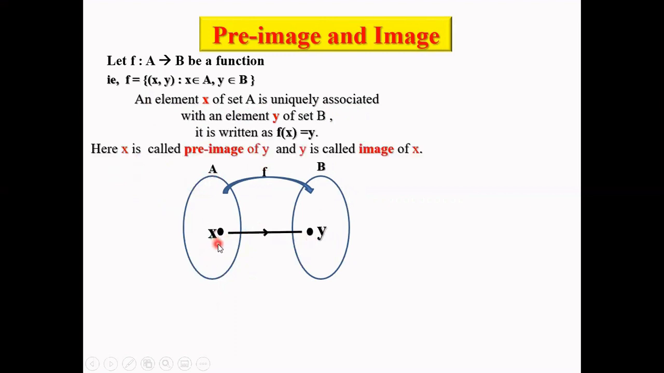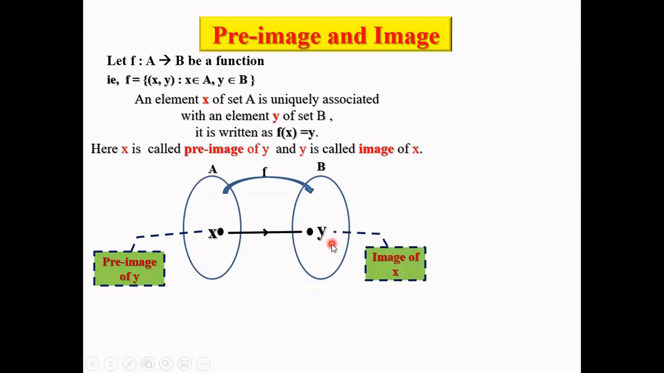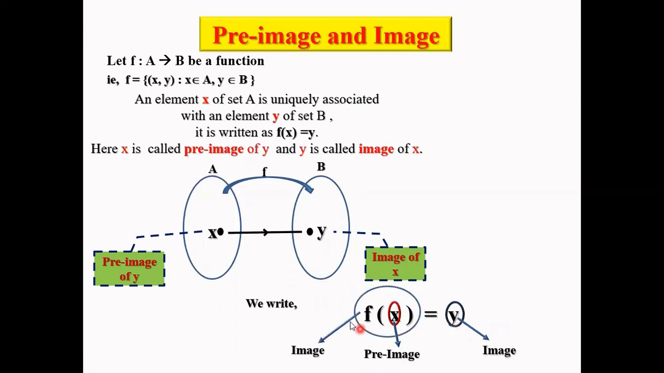x is called the pre-image of y and y is called the image of x. Once again, I repeat, this x is the pre-image of y and this y is the image of x. We can also write f(x) equals y. This x is the pre-image, y is the image, and this whole f(x) is also the image because y equals f(x).